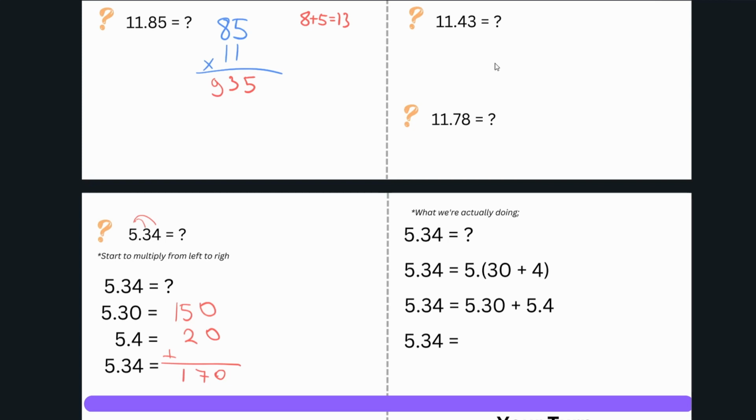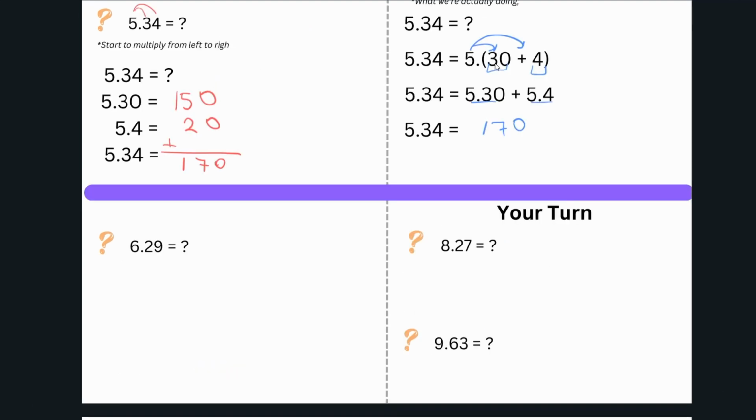170 is the answer. And here, let me show you what we're actually doing in a mathematical way. So what we just did was split 34 into portions, 30 and 4. 30 plus 4 is 34. And then we used the distributive property and we just multiplied 5 times 30 and then 5 times 4 and added them up, which gave us 170. Here is another example. So let's just divide 29 into 20 plus 9 and then use the distributive property.